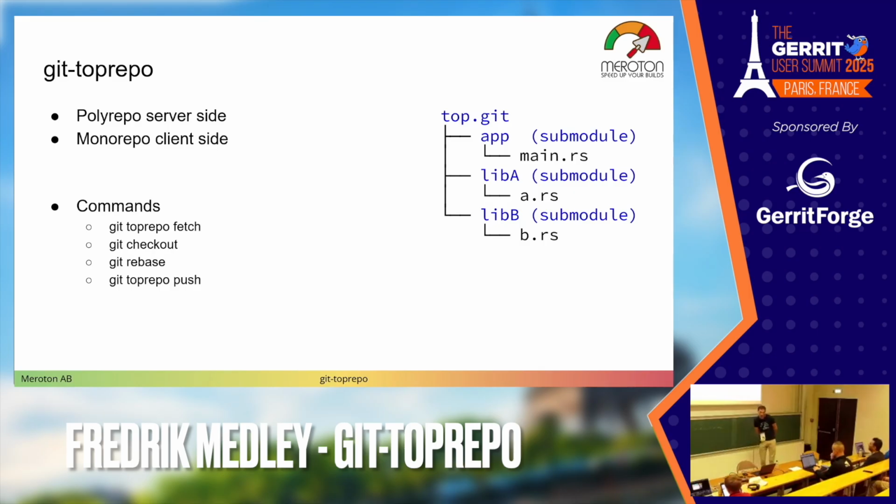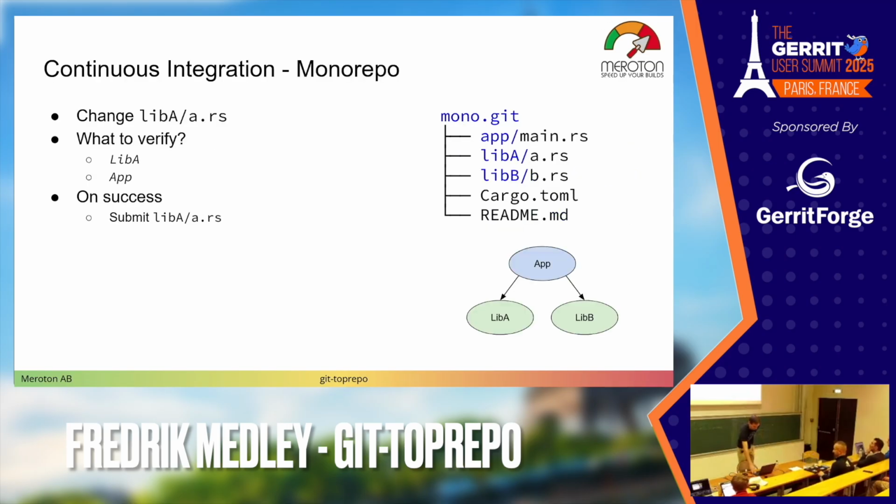So git-toprepo is a way to keep your submodules, but only on the server side. I want a Monorepo on my client side, so I don't have to do those commands. Then what I do on my client is git-toprepo fetch, git checkout, git rebase, and then git-toprepo push. So the toprepo subcommand is used only for fetch and push, not for anything else.